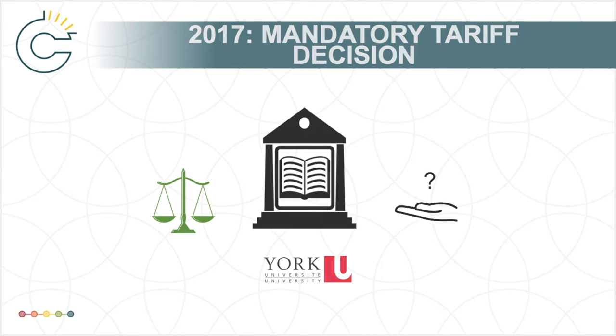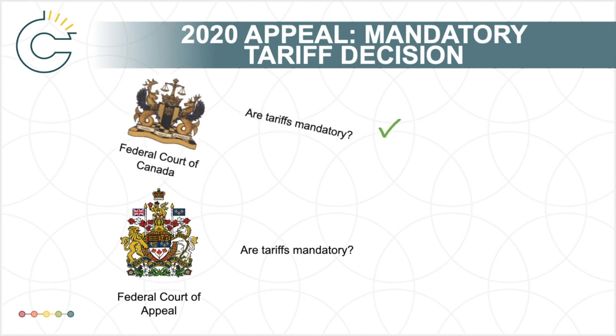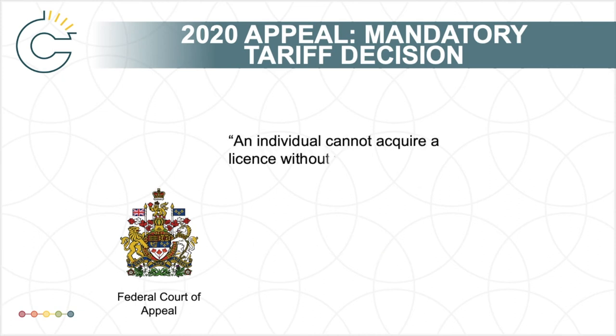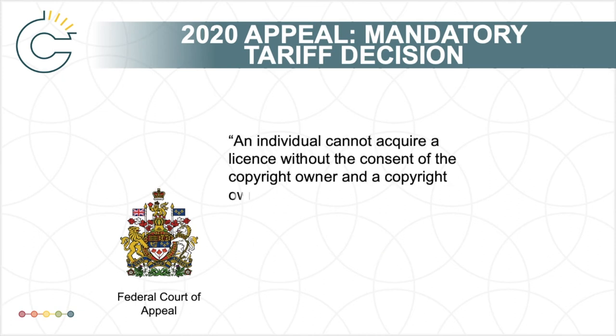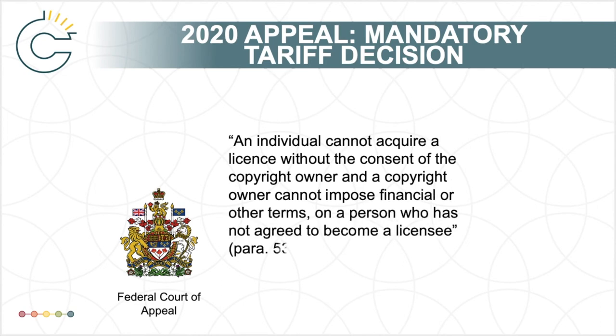The Federal Court of Appeal reached its decision in the appeal of this case in April 2020. On the mandatory tariff issue, the court overturned the decision of the court in 2017 and found that tariffs are not mandatory. The court determined that an individual cannot acquire a license without the consent of the copyright owner, and a copyright owner cannot impose financial or other terms on a person who has not agreed to become a licensee. Instead, if copyright is infringed, the copyright owner can choose to make an action for legal damages against those who are infringing on their rights.